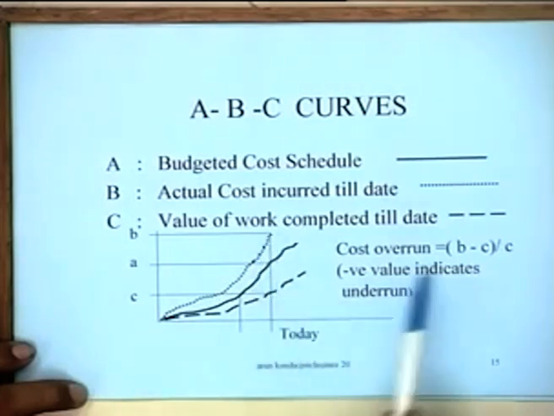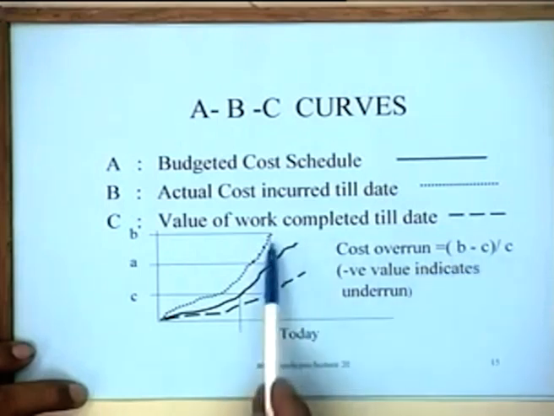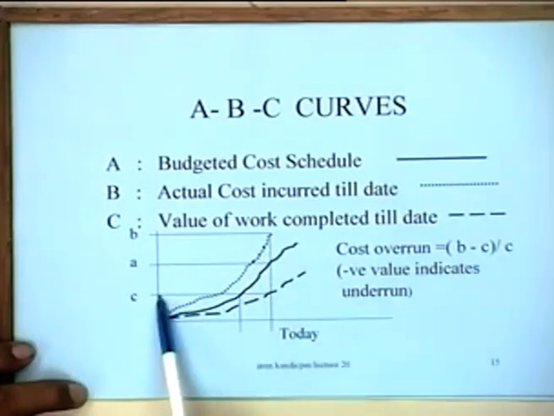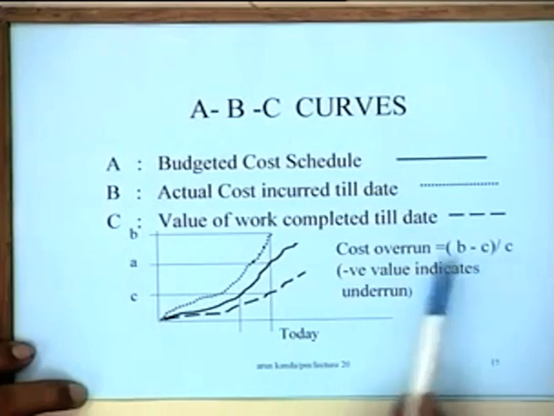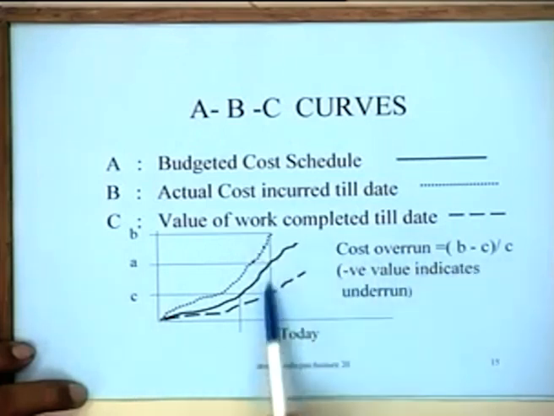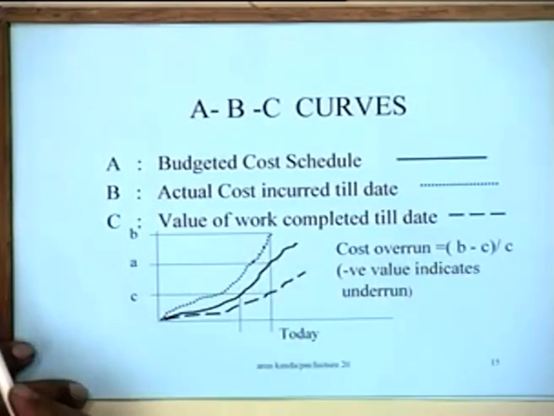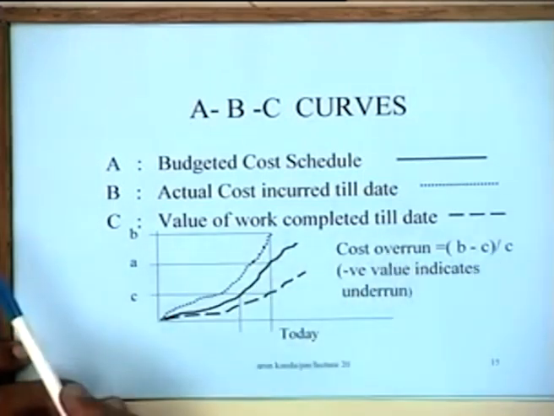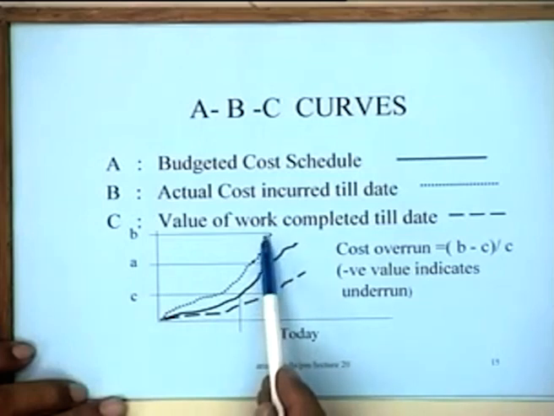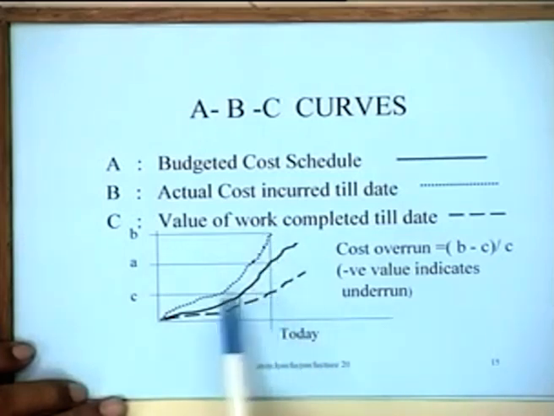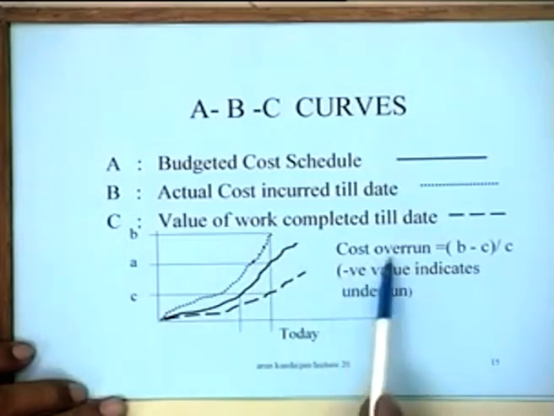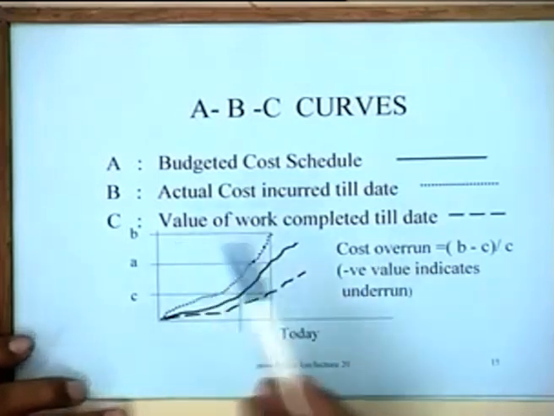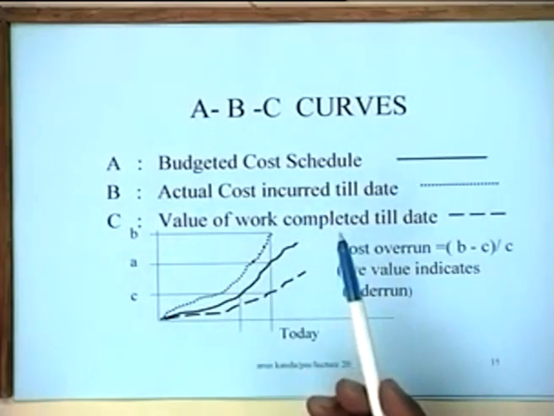So the total overrun in cost is B minus C, and this is the value of the work done. B minus C by C is in fact giving you the value of the cost overrun for the project. So this is the formula that you will use for determining the cost overruns, right? B minus C by C, and if this value is negative, it shows that there is an underrun. That means you are lower than the cost.